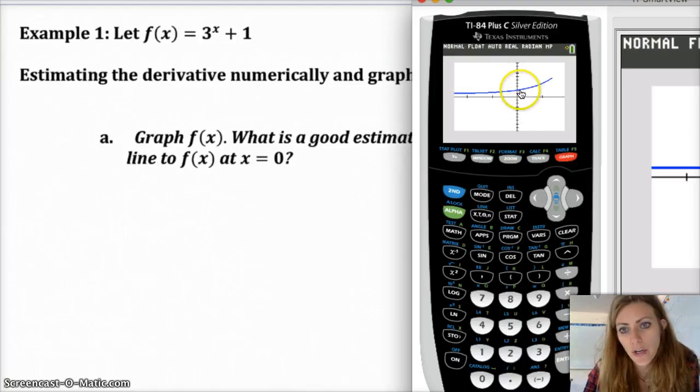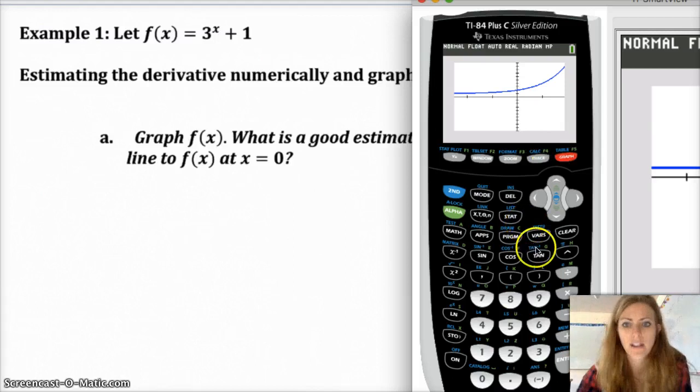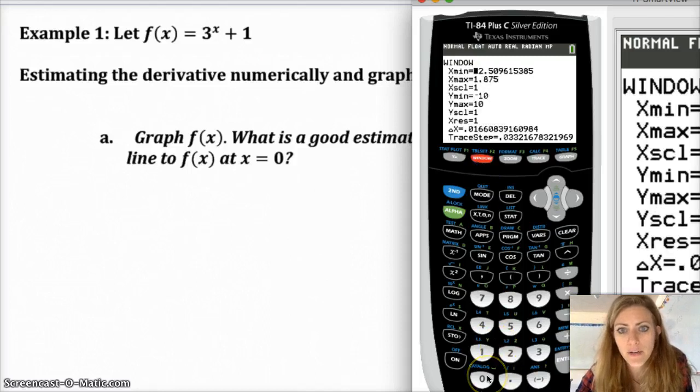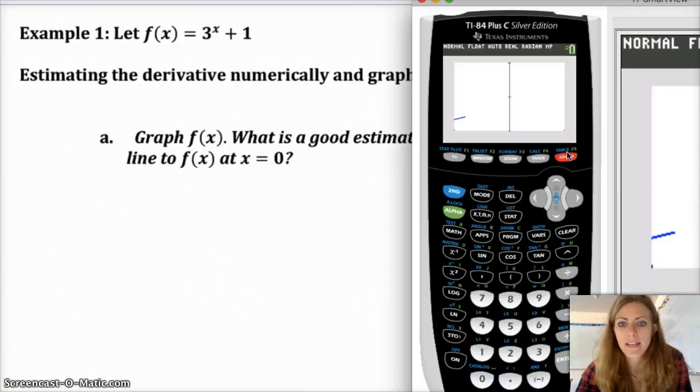We're curious to know what the slope of the line is at x equals 0, so maybe we want to zoom in a little bit. I can tell that this is at the point 0, 2, so I'm going to zoom in on that area. I can change my window and say I want x from -1 to 1, and y from maybe 0 to 2.5, or maybe 1 to 3. I think 1 to 3 would be better because that's zooming in on that point I'm curious about. And I'm going to graph it.